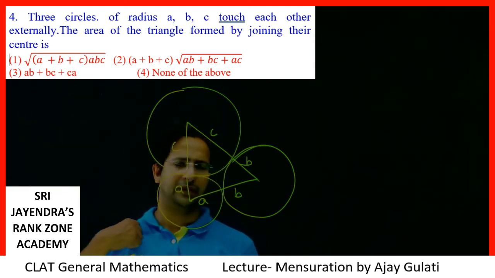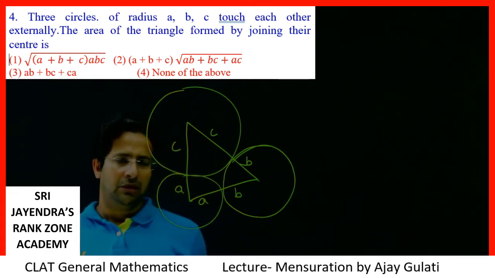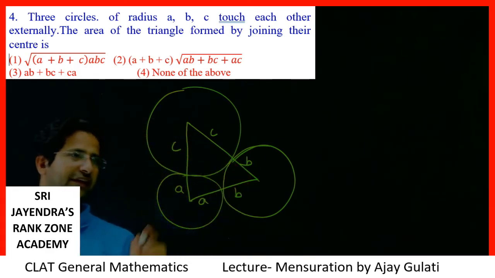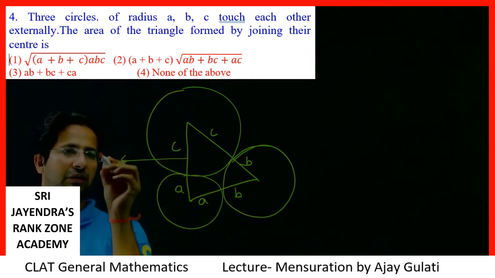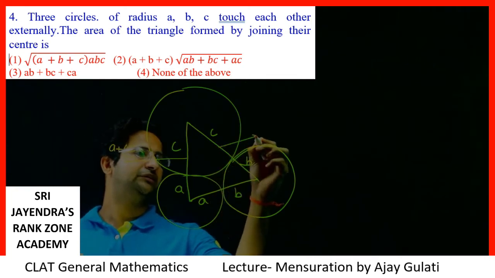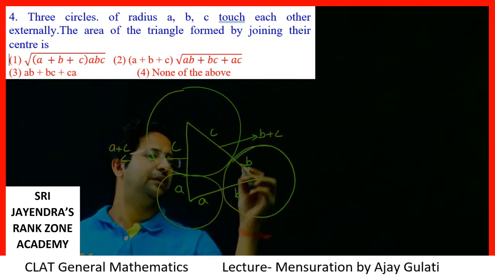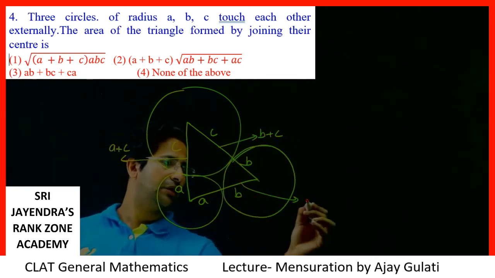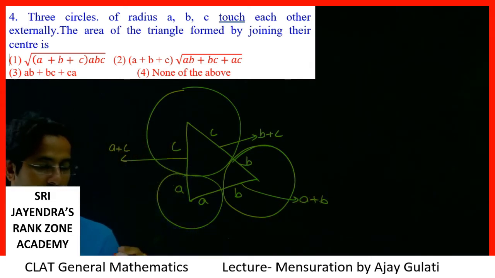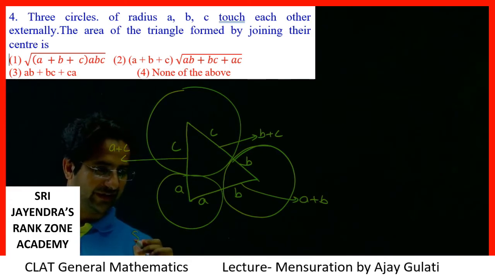Okay. Next thing. Now we need to find the area of this triangle. The lengths of the sides of the triangle are: this side is what? A plus C. This side is what? B plus C, and this side is what? A plus B. Okay. Now, first of all, let's find the semi-perimeter.